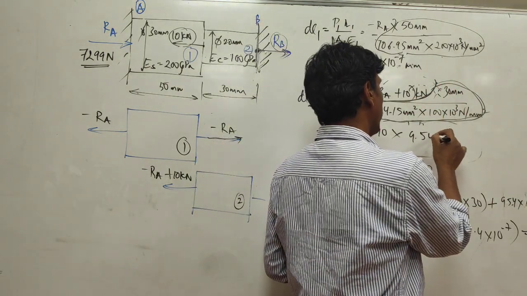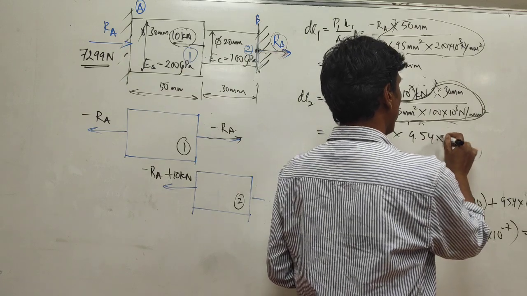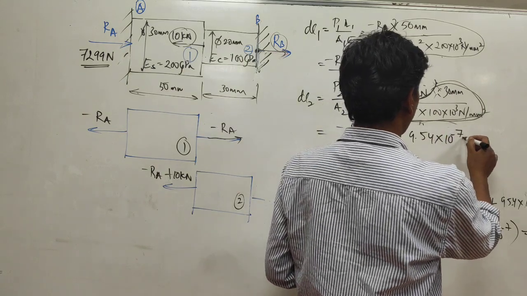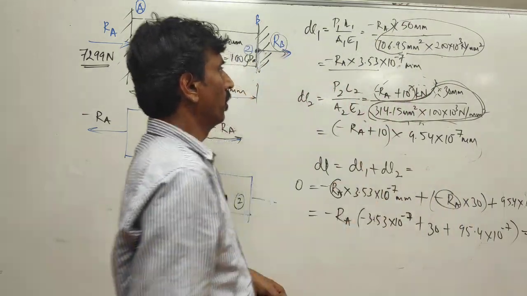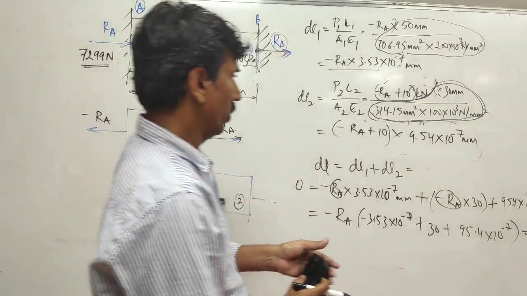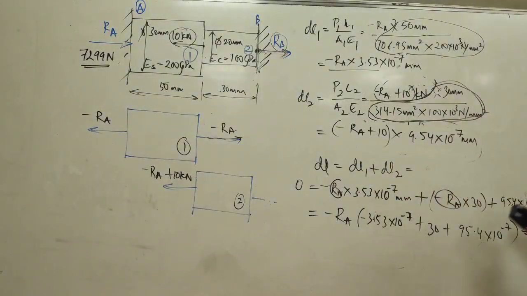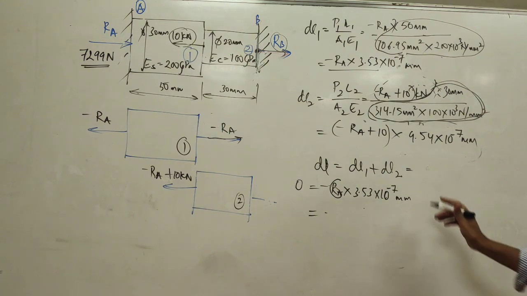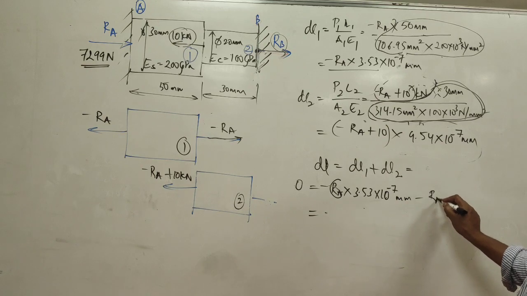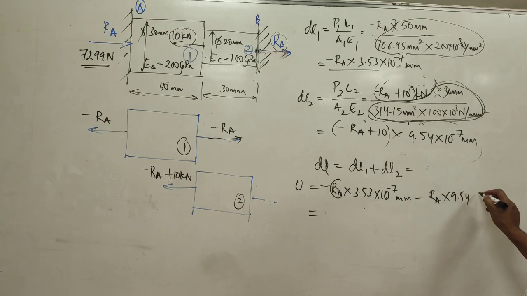9.54 into 10 to the power of minus 7. So you got this value here. Now add these two, and now you can get this properly. So now we have got this: minus RA into 9.54 into 10 to the power of minus 7 plus 10 into 9.54 into 10 to the power of minus 7.